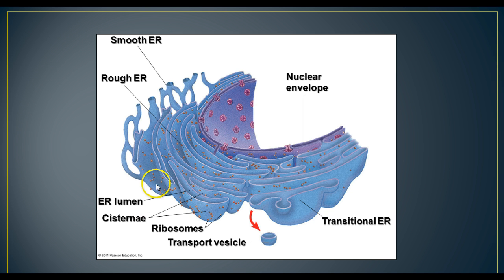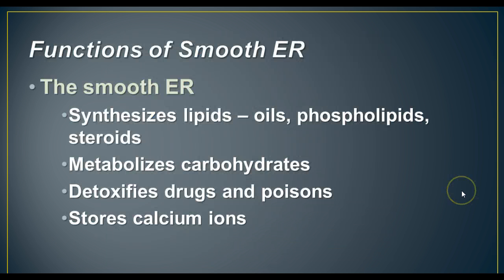You can see here the different structures are named. The lumen is the opening in between the membranes there. Cisternae are basically the different groups of membranes there for different reactions to happen. And when part of them pinch off to transport to the Golgi apparatus or someplace else, that's called a transport vesicle. The transitional ER would be toward the outside, and that would be where these transport vesicles would break off.